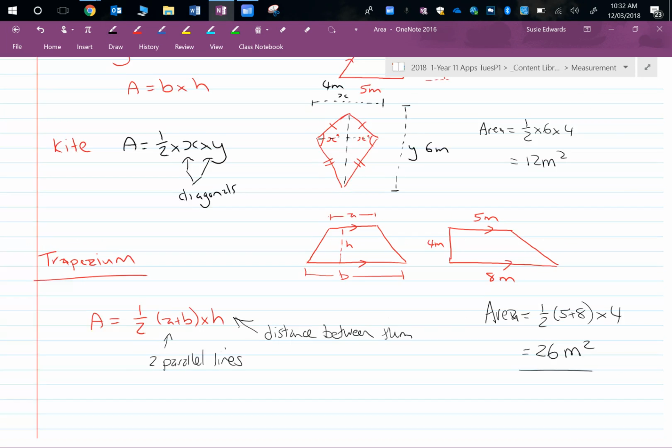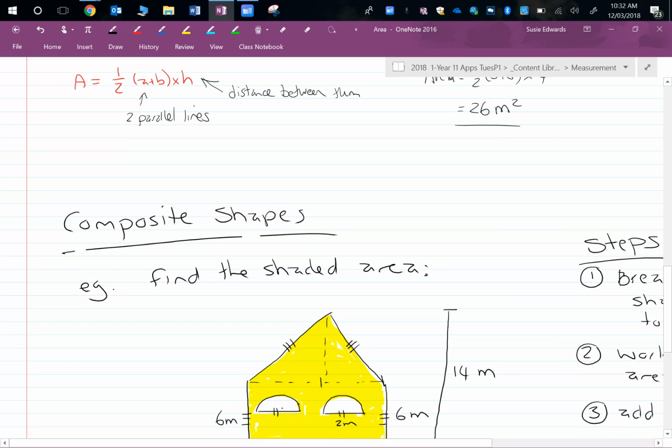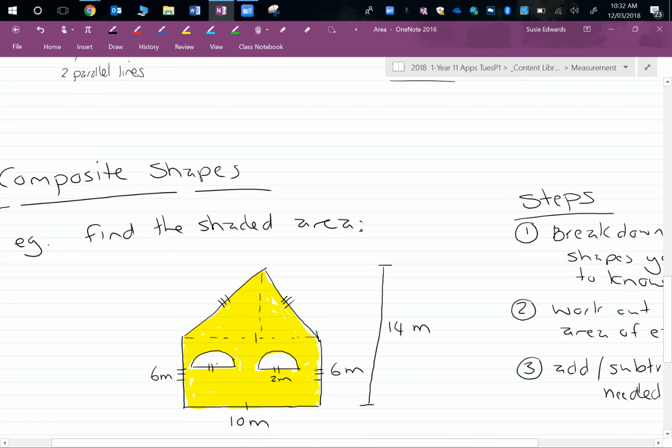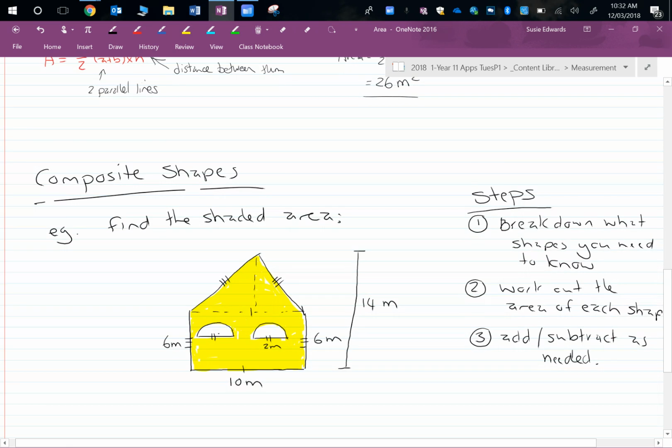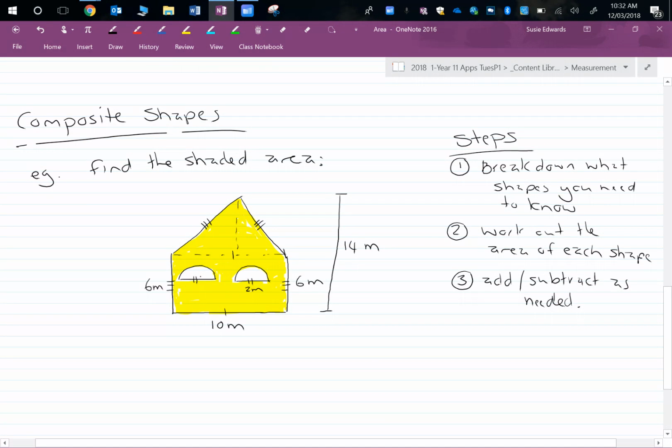All right, so I'm going to give you a question to try. Composite shapes. Could you write, this is the last bit of notes. We're going to find the shaded area. Can you write down steps? Break down what shapes you need to know. Work out the area of each shape and then add and subtract as needed. So this is our shape we're going to do. Can you write the steps down in the shape and then we're going to do it together?